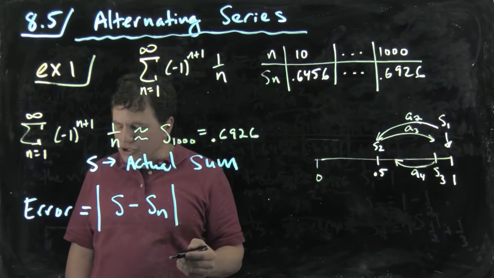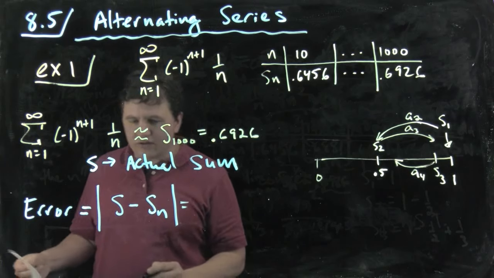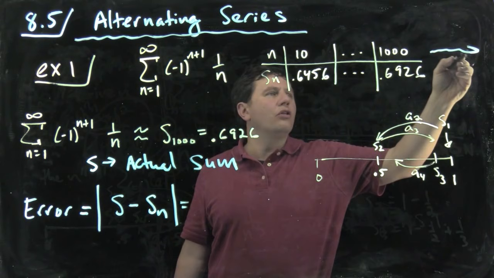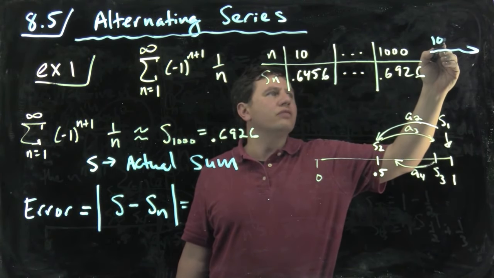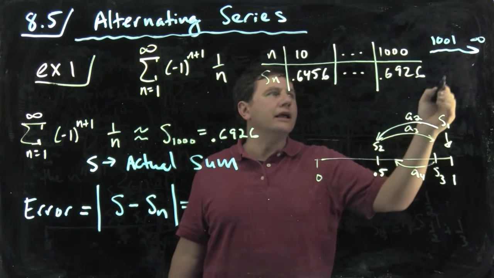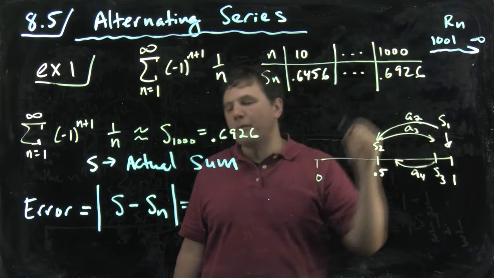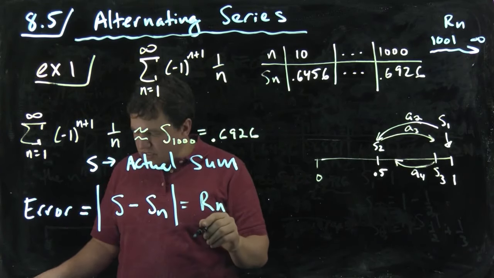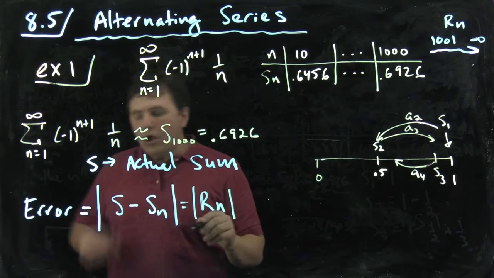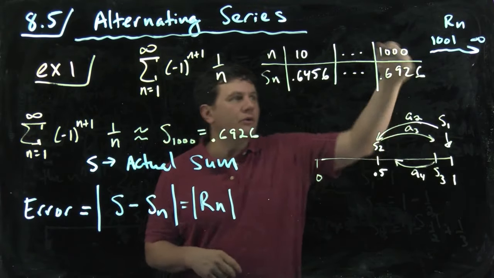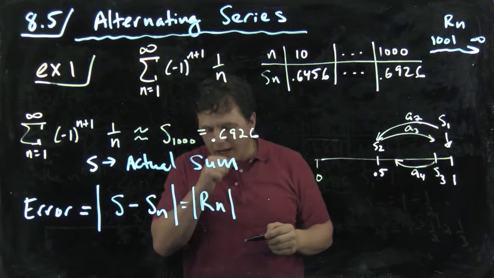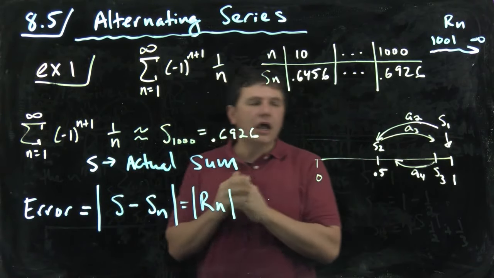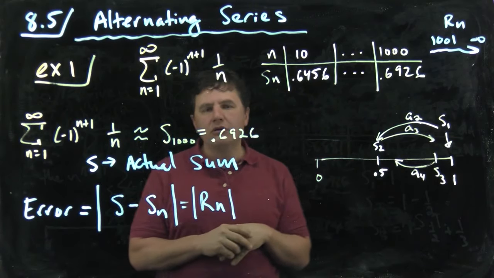Now, just some terminology here. Technically the error will be all of the terms past, so it will be like 1001 to infinity. This is what's called the remainder, R sub n. You don't have to worry too much about this yet. This comes later in the chapter, but just to lay the groundwork here. So our error is equal to the absolute value of what we didn't include, which makes sense, right? Okay, so now let's talk about what the error is here.